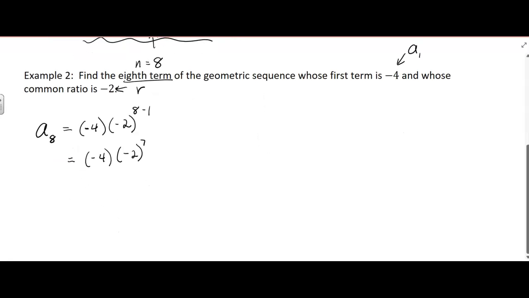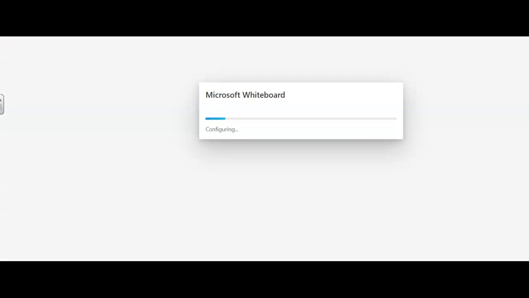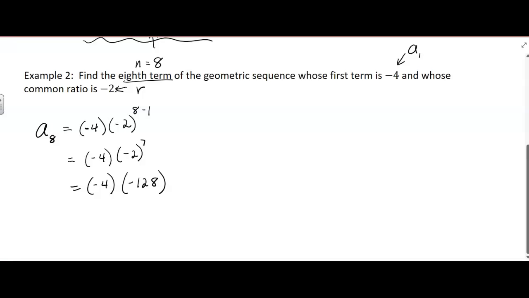And what's -2 to the 7th? I think it's negative 128, but I'm going to double check that for you. So I just go on my calculator and I say -2 to the 7th power, and we'll see. Yeah, we get -128. Now I need to multiply that times -4, and I get 512. So a sub 8 is equal to 512.